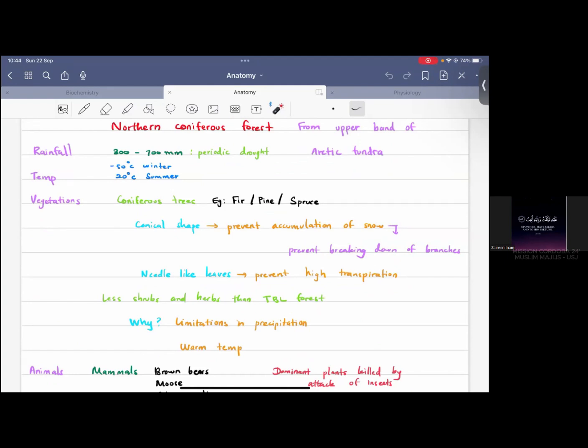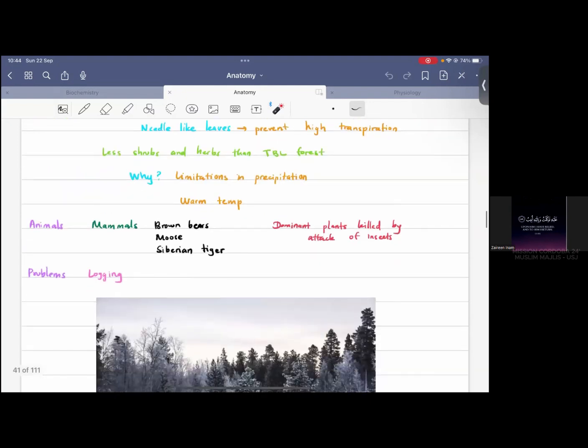They have fewer shrubs and herbs than the temperate broadleaf forest. What is the reason? It is because the temperature is very cold and there are limitations in precipitation. The rainfall is very less. That is the reason they have fewer herbs and shrubs than the temperate broadleaf forest.